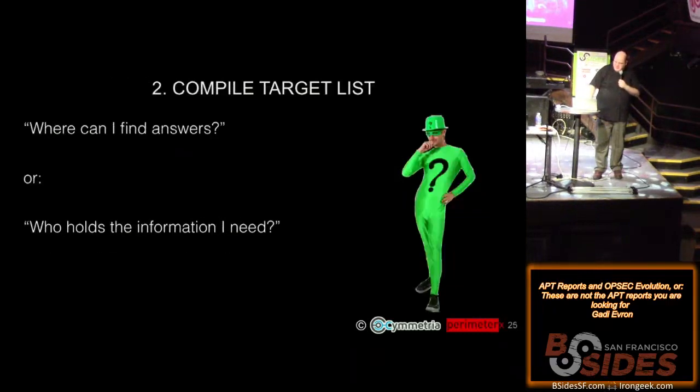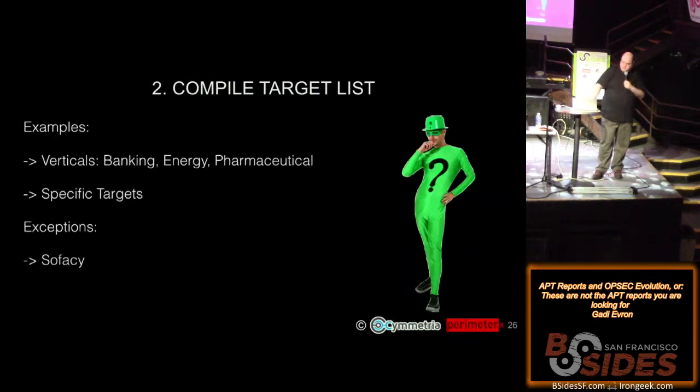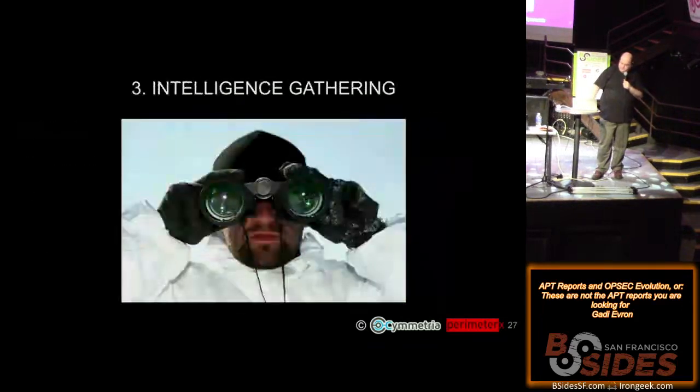Nice. Now, the second part is, you know what you want, let's compile the target list. Where can I find the answers, or who holds the information I need? Examples, verticals, we get that in reports sometimes. Specific targets, not so much. Exceptions are the Sofacy group, pretty hot right now. They're just opportunistic as far as I know. They pick whatever they can. We're not talking about any exceptions here.